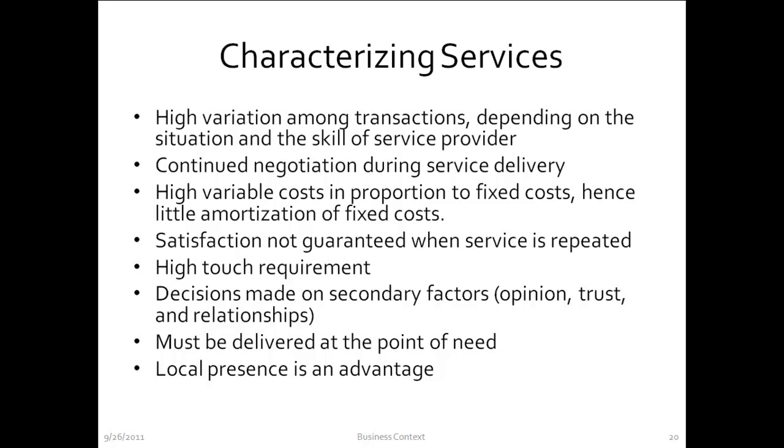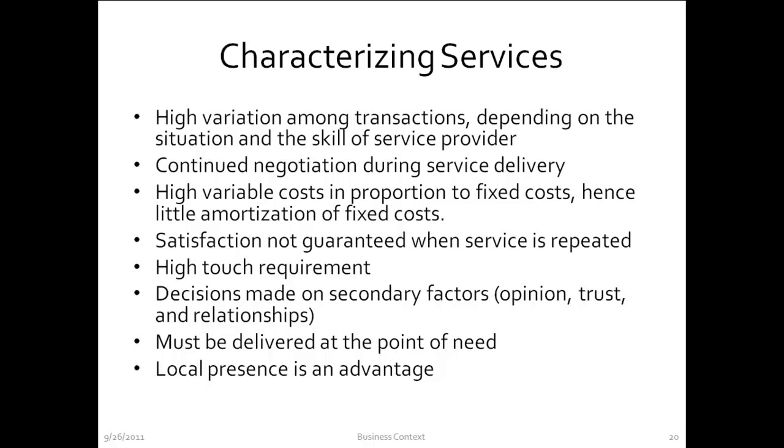The first is that with services, unlike products, there is high variation among the transactions, depending upon the particular situations and the skill of the service provider. The second thing is that there is continued negotiation between the customer and provider during service delivery. That is, what makes up the service is not known beforehand. It's typically customized in an interaction between the customer and the provider.